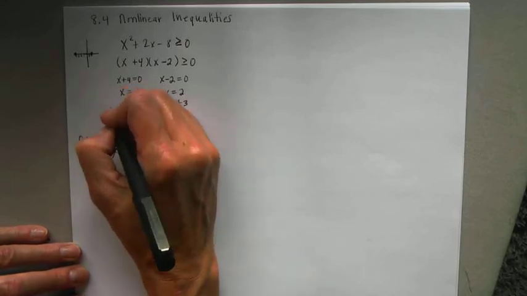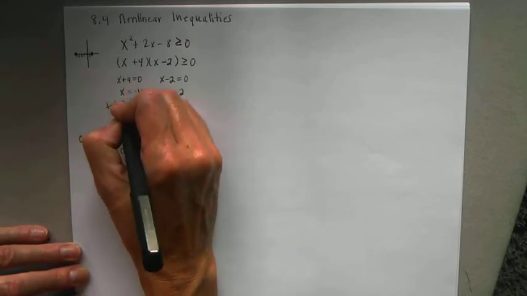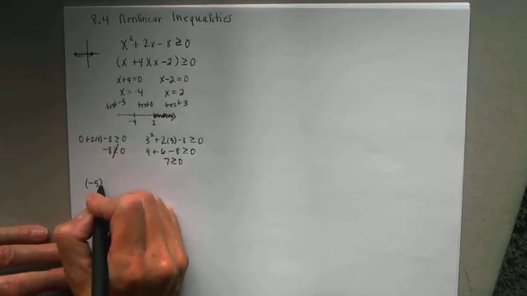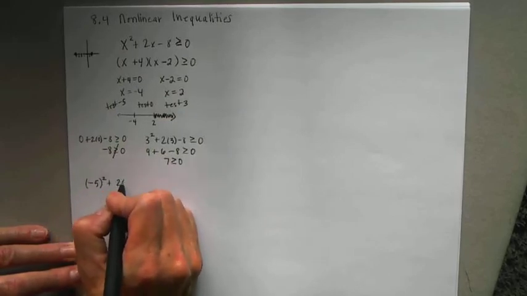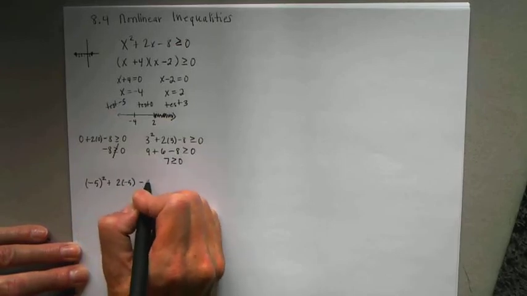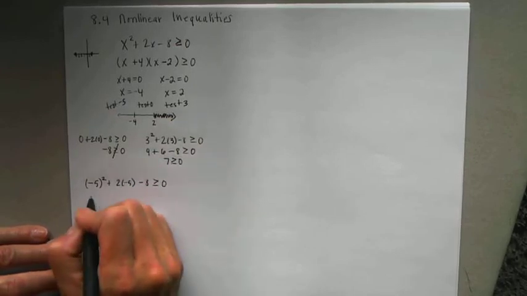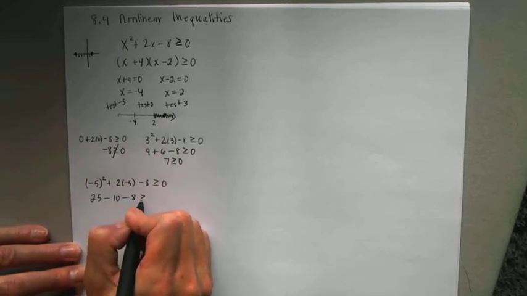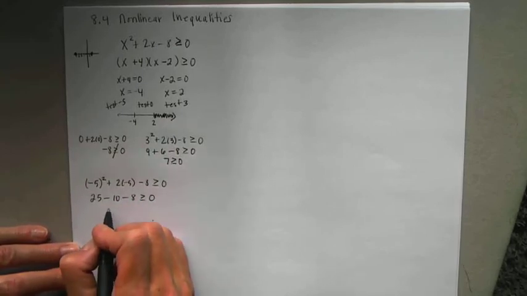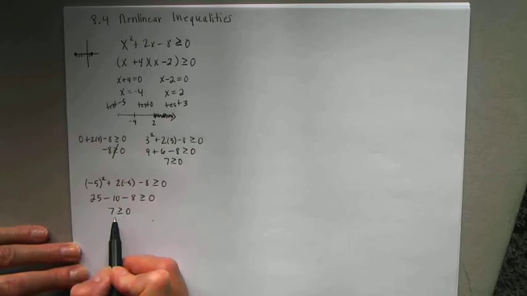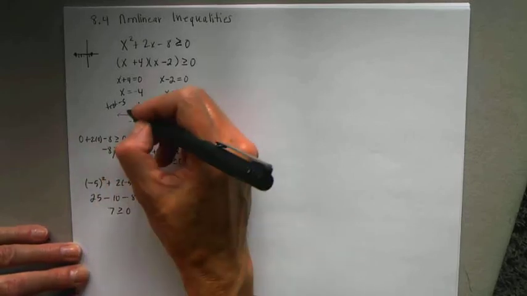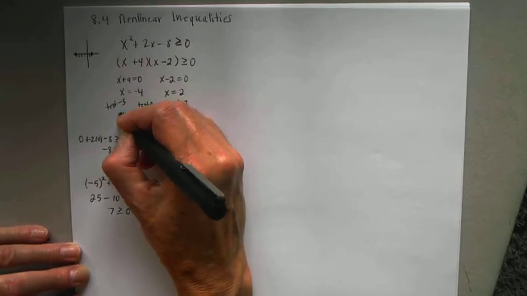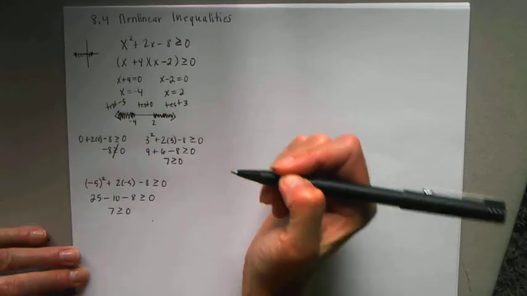Then we're going to test one in this interval. So I'm going to test -5. So plugging in -5, I have -5 squared plus 2 times -5 minus 8. So I get 25 minus 10 minus 8. And once again, that just coincidentally happens to be 7, doesn't it? Again, that's true. 7 is greater than 0. So this one, where I tried -5, that interval is also true.